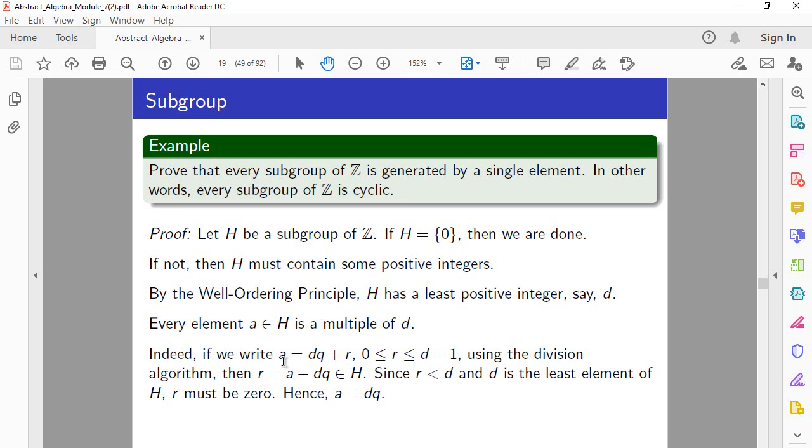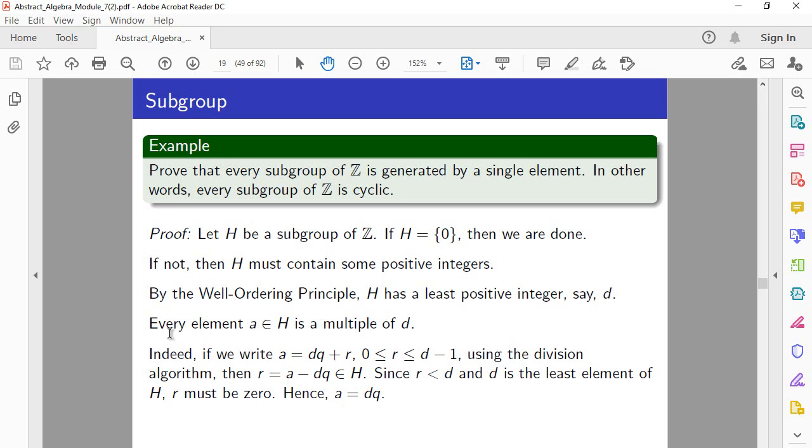Now, because D is in H, any multiple of D is also in H. So remember, D is the least positive element in H. D is in H, so any multiple of D is in H, A is in H, so A minus DQ is in H. So therefore R is in H. But R is strictly less than D, and D is the least positive element of H, so then R must be 0. And so as a result, if R is 0, we see that A is DQ, which tells you that A is a multiple of D.